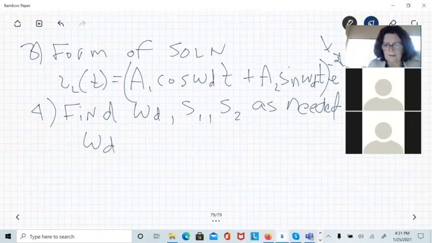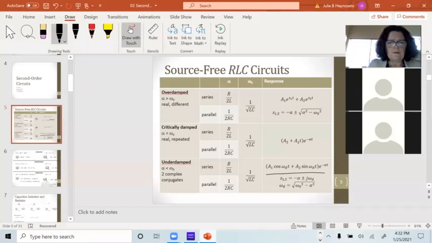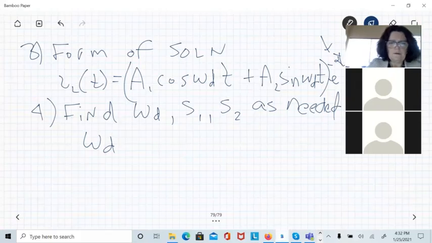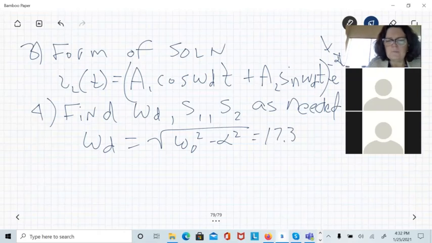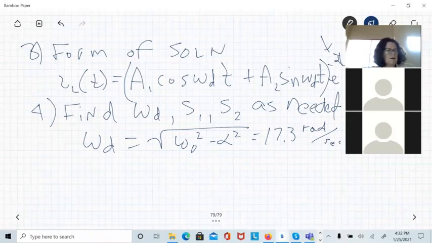And omega d is, what the heck is omega d? It is the square root of omega naught squared minus alpha squared. We've already solved for alpha and omega naught. I plug them in, and what do I come up with? Omega d is 17.3, and the proper units are radians per second. Okay, so we got those two.